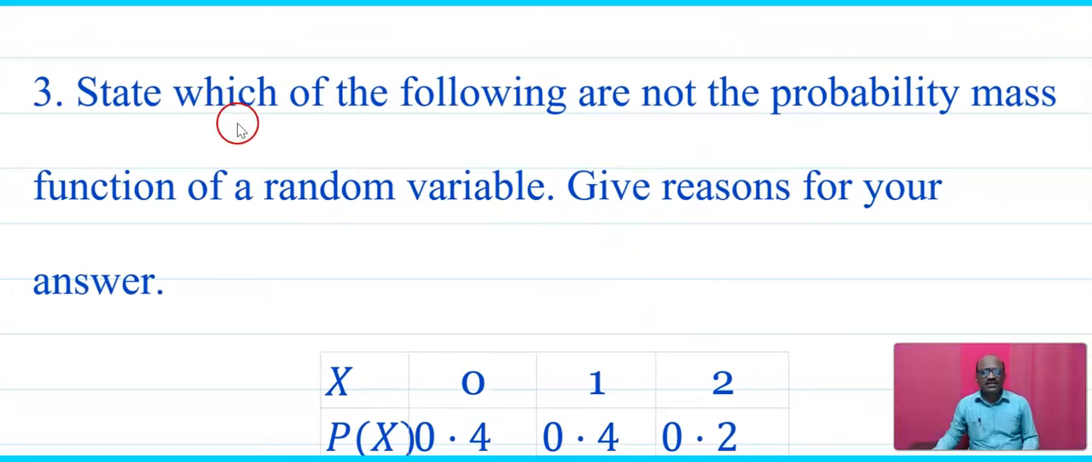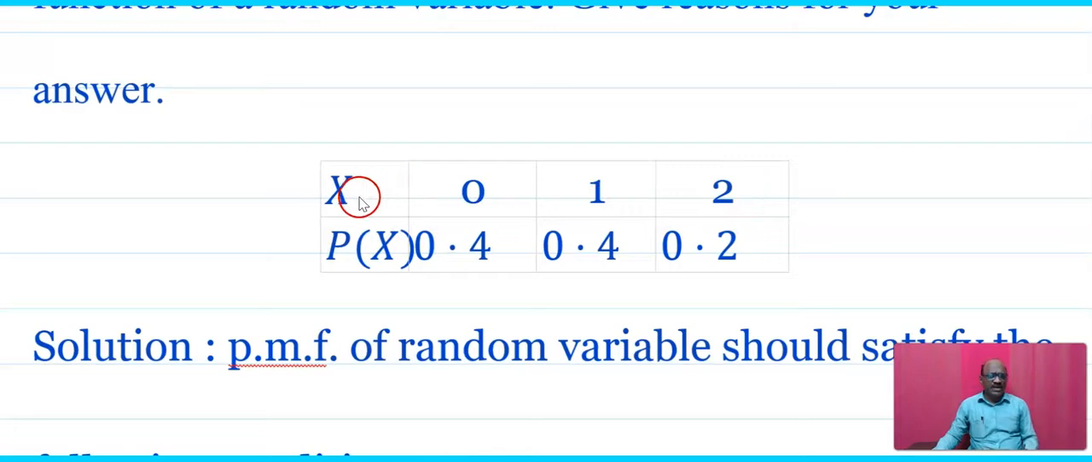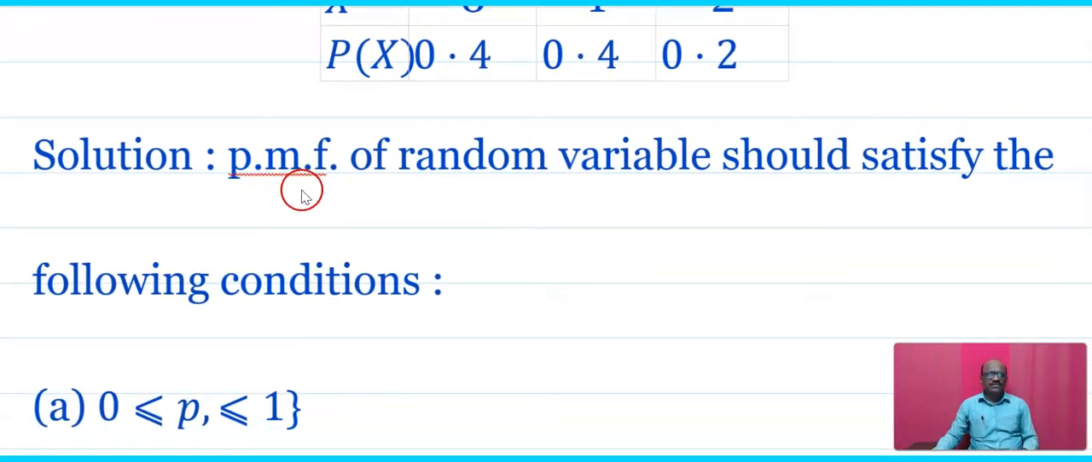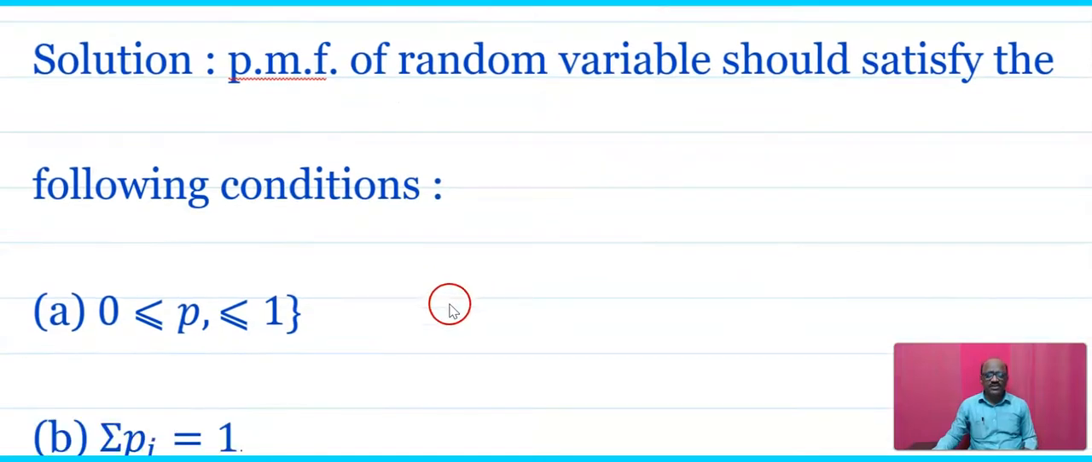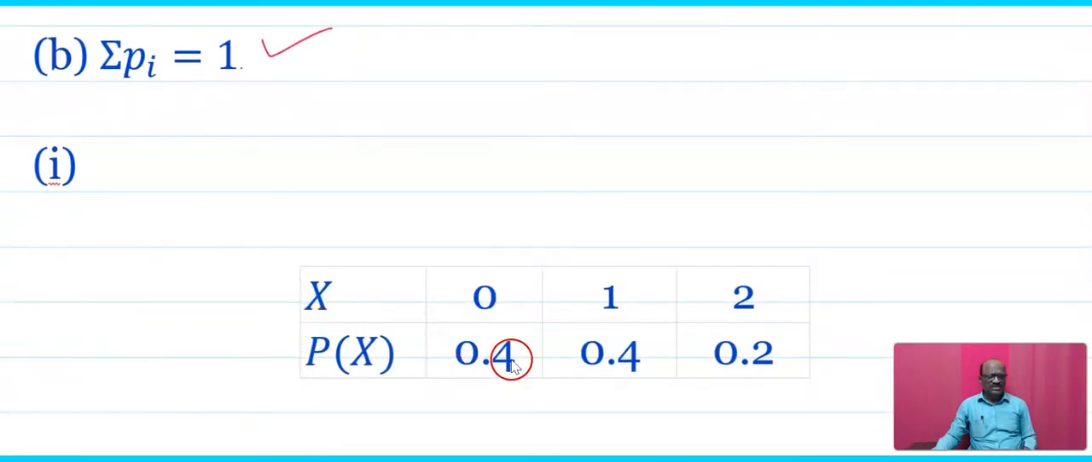Next, state which of the following are not probability mass functions of a random variable and give a reason. Now see this probability distribution. The values of X are 0, 1, 2 and P of X is 0.4, 0.4 and 0.2. The PMF of a random variable should satisfy the following condition: the probability of all the values must lie between 0 and 1 and the sum of the probabilities is equal to 1.